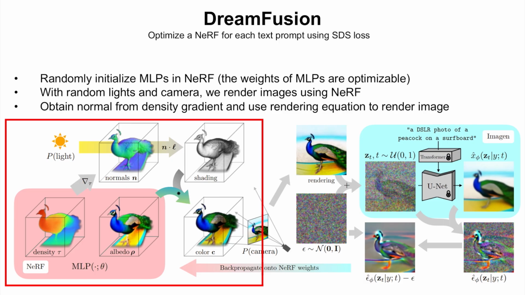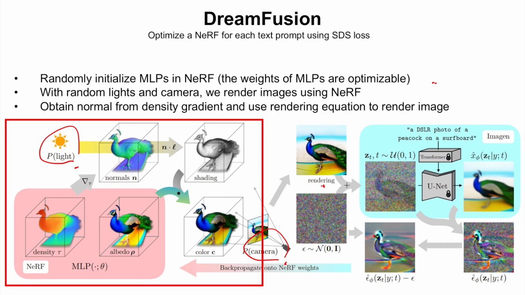And then, the first stage is that it randomly initializes the MLPs in NeRF. NeRF consists of some MLPs, right? So we randomly initialize the MLPs in NeRF. The weights of the MLPs are optimizable. And then with random light and camera, we render images using NeRF. That is a typical NeRF. There's nothing special. And then we have some rendered image.